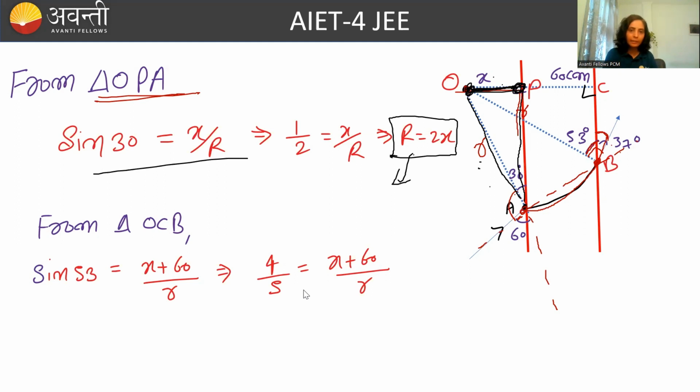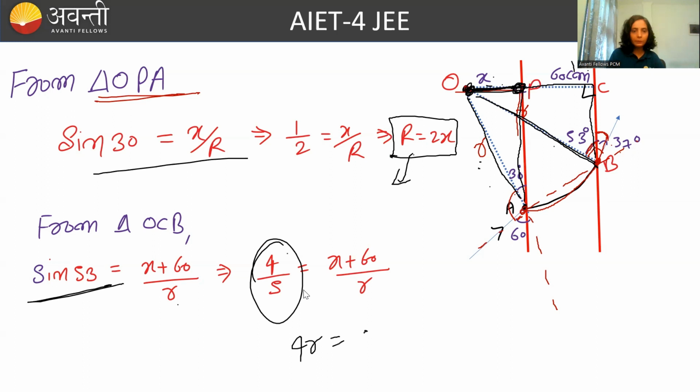Now go to the bigger triangle. Which triangle am I going to consider now? OCB. So this is OCB, this triangle. In this triangle, x plus 60 by r will be equal to 4 by 5. That is sin 53. So x plus 60 by r will be what? Sin 53. Sin 53 is 4 by 5. So this is the equation. Now solve it.